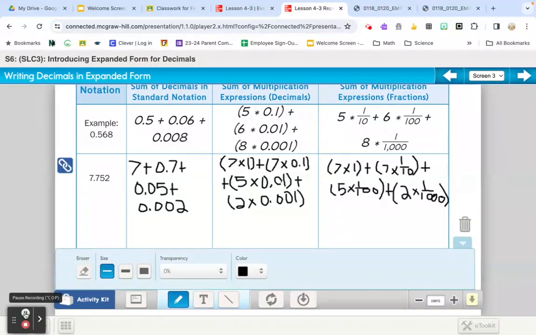All right, go ahead and check your work. We have a 7 in your 1, 7 tenths, 5 hundredths, 2 thousandths. 7 times 1, 7 times a tenth, 5 times a hundredth, 2 times a thousandth. And then here's the same thing, except the decimal is changed to a fraction. So go ahead and check that out. I know that is 100th, guys. My 0 got smashed with the fraction bar. As you know, it's a little difficult to draw with the trackpad.